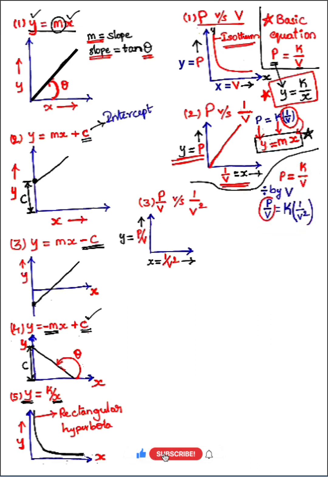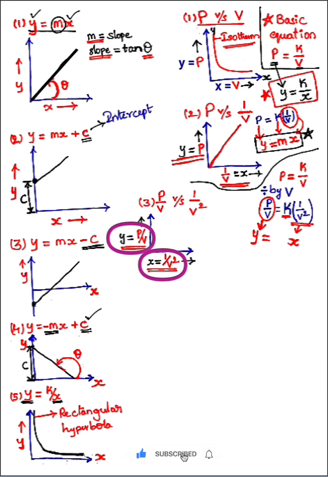And here instead of p by v, can I write y? Because p by v is plotted on the y axis. And instead of 1 by v square, can I write x? Why? Because on x axis I have plotted 1 by v square. And instead of k, can I write m? So the equation that I got here is y is equals to mx.